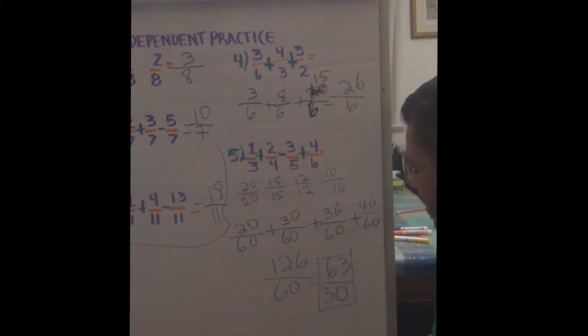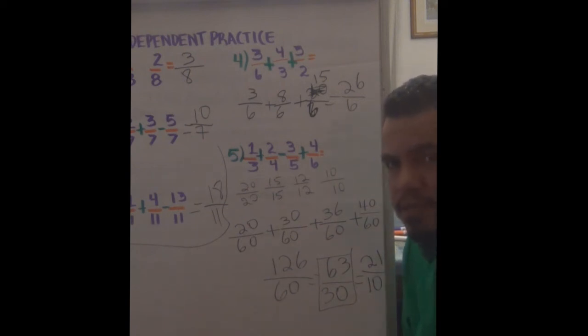I don't think you could do anything else with that. Oh no, actually, oh no, you can. Let's see if I can divide these two by 3. So 63 divided by 3 is 21. And 30 divided by 3 is 10. So yes, I get 21 over 10. And that's it. I don't think you can do anything else.